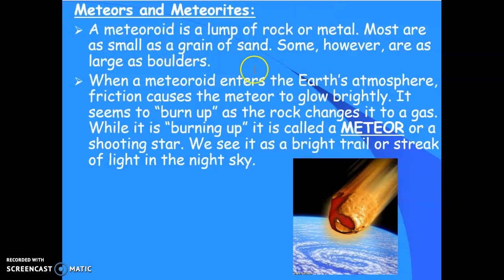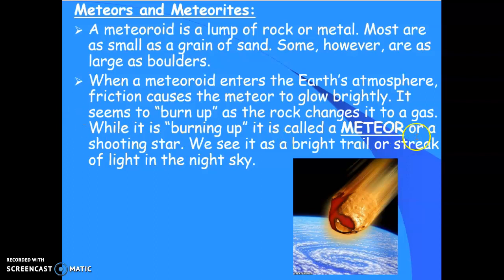When a meteoroid enters Earth's atmosphere, it will begin to look as if it's glowing. What's happening is the friction caused by the atmospheric particles and the meteoroid itself is causing it to warm up, similar to how rubbing your hands together makes them warmer. The same thing is happening here, so it seems as if it's essentially burning up.